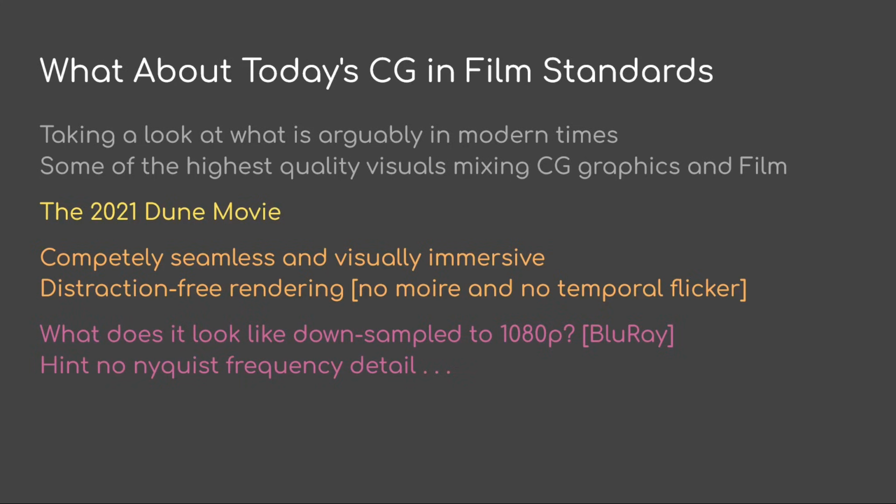So what about today's CG and film standards? Well, let's take a look at what is arguably, in modern times, some of the highest quality visuals mixing CG graphics and film. And that would be the Dune 2021 movie. This movie is completely seamless and visually immersive.